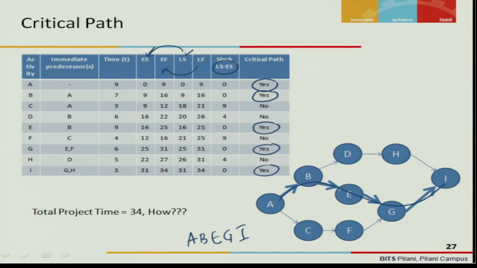If you add the time taken by all these activities, you will get your project timeline. How is it? 9, 7, 9, 6 and 3. If you add up all these things, you will get 34, and this is the project timeline. And if there is any delay in any of these activities, your entire project will get delayed.